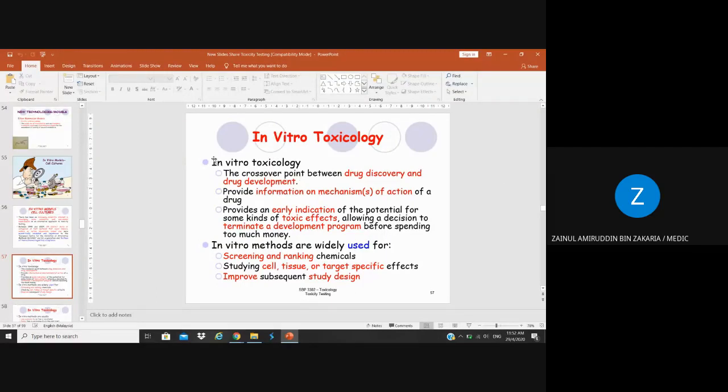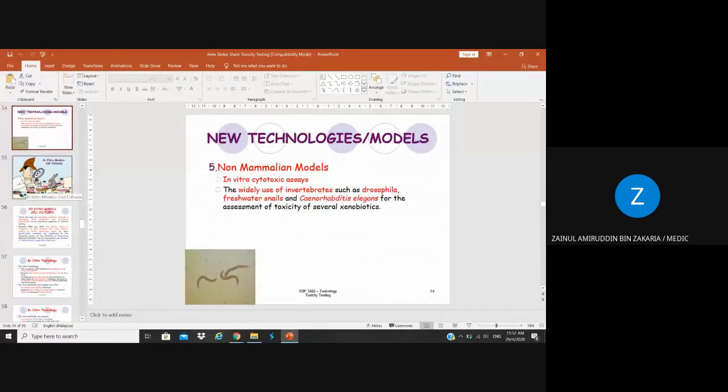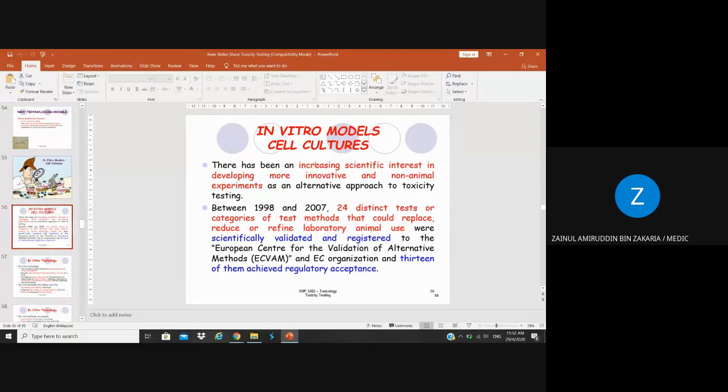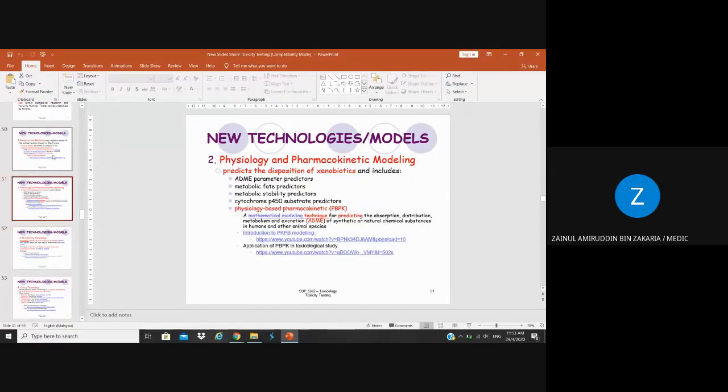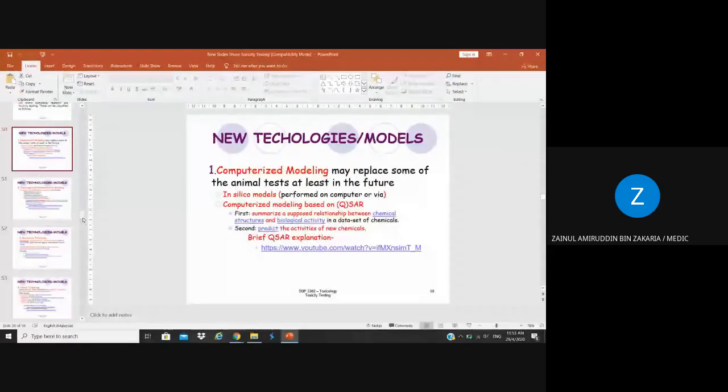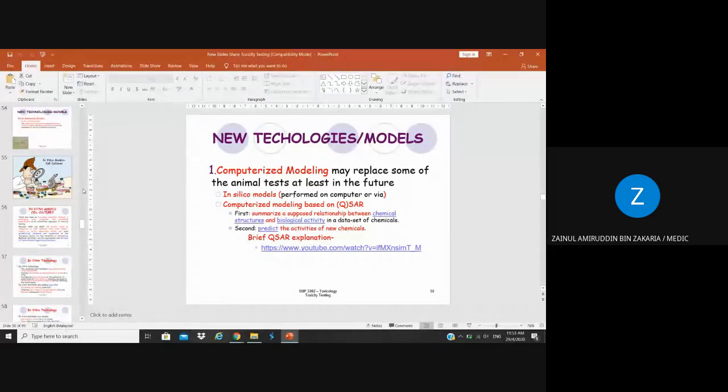So the main non-animal approaches, the most widely used is in vitro, number five. Yesterday I showed you non-mammalian models and so on. Okay, in vitro cell cultures. The rest depend more, and sometimes the other one is the omics approach, the microarray approach. The other two depend on the availability of computer or software. You know, this is expensive, the software, everything.